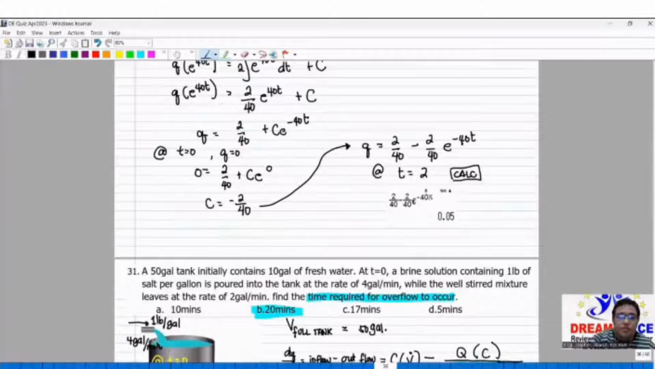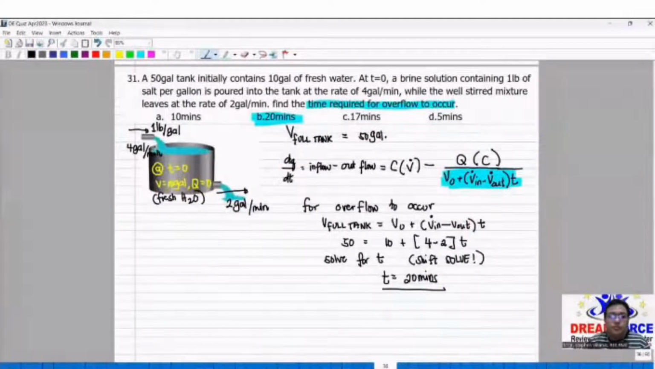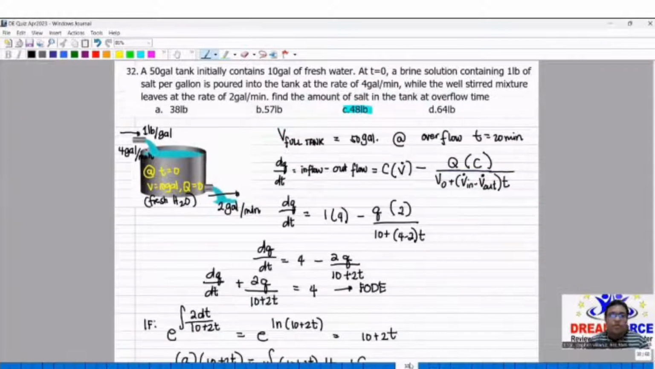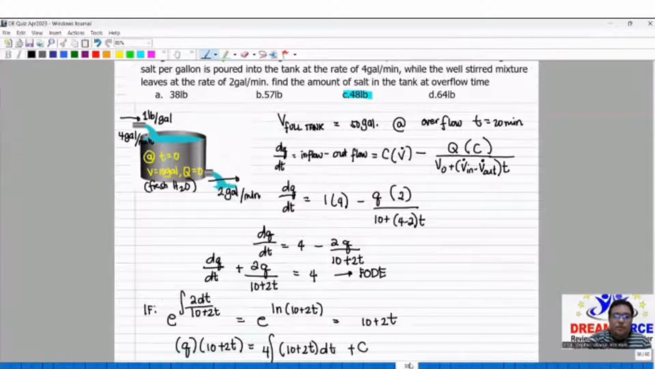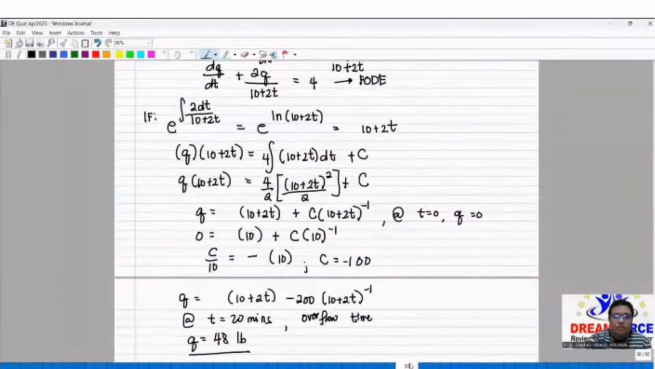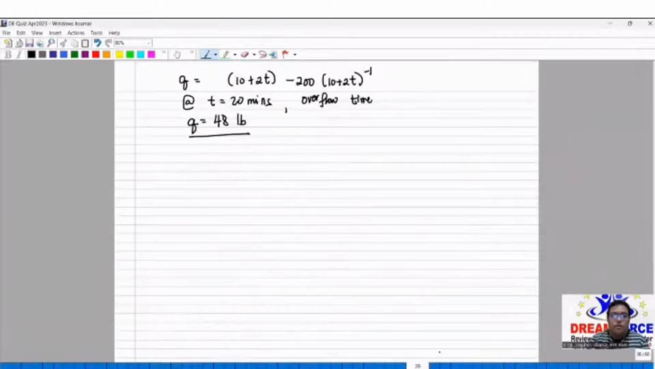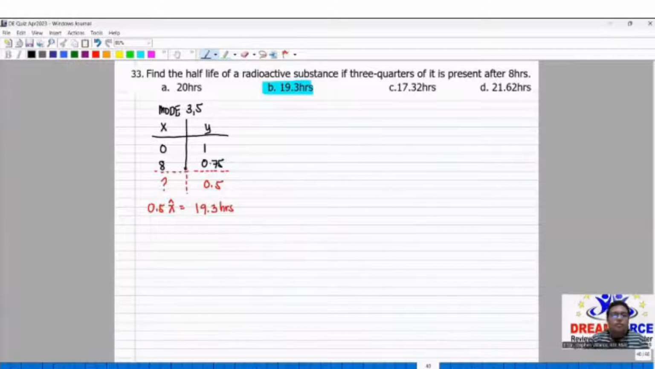Okay, next na tayo. Number 31. Okay, boy, part 1. Full tank lang naman. So, ito lang yung solution niya. Okay, next. Number 32, cut. Number 32, cut, part 1. Next, okay, next na tayo. Number 33. Okay, boy yung sagot. Mode 3-5 lang yan.